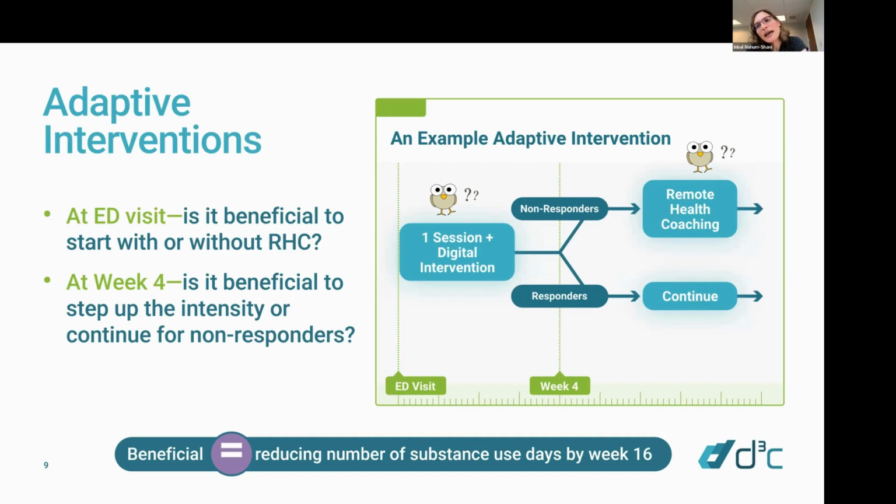The second question that I have is how to best address the needs of non-responders at week 4. You see the assumption here that I should step up for non-responders at week 4, but maybe it would be better, again in terms of reducing the number of substance use days by week 16, to simply continue with the initial intervention. Just give people more time with the initial intervention.